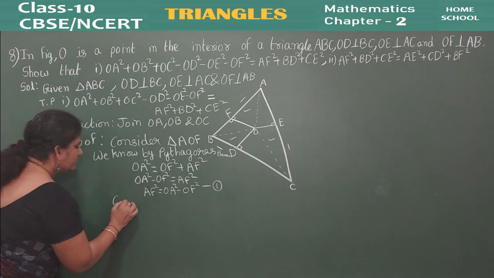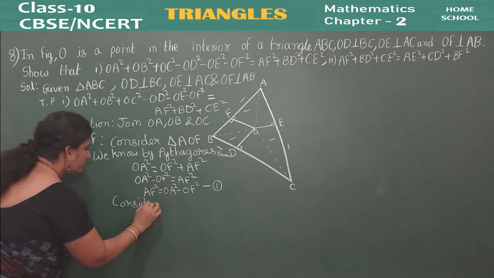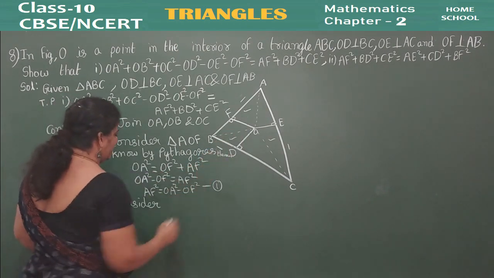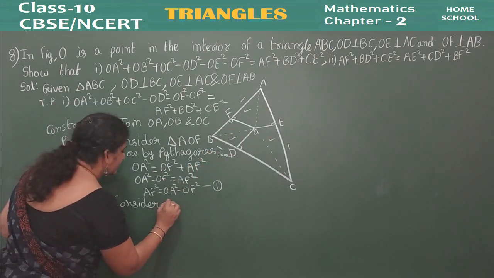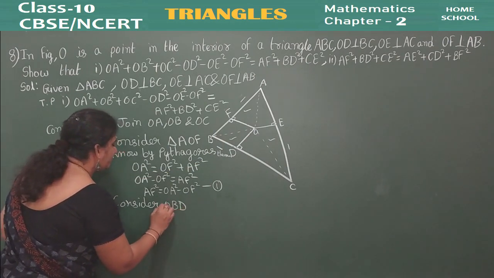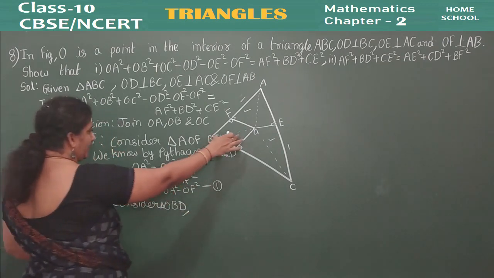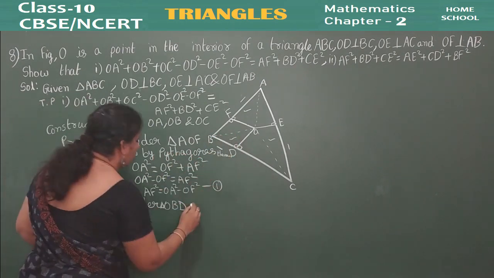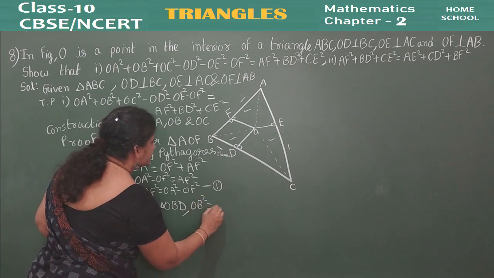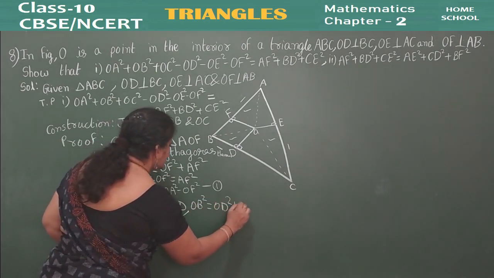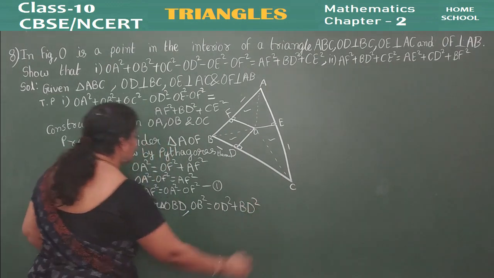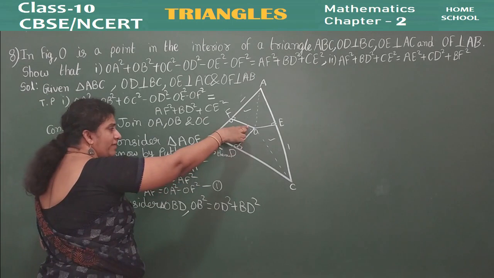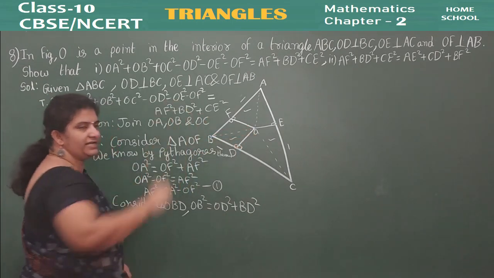Similarly, consider BD. This triangle. That is, consider triangle OBD. By Pythagoras theorem, this is the right angle and the hypotenuse is OB. OB square is equal to OD square plus BD square. In this right angled triangle, children, hypotenuse OB square is equal to OD square plus BD square.